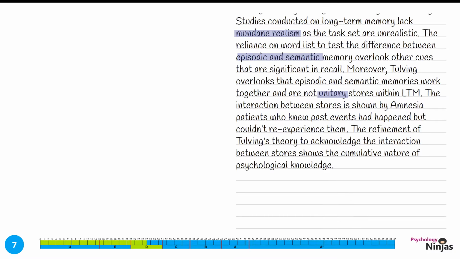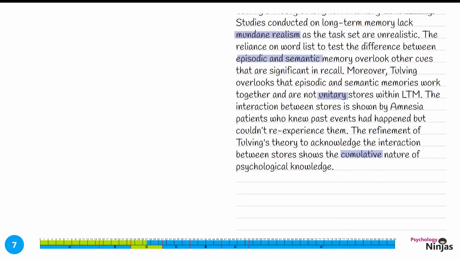The refinement of Tulving's theory to acknowledge the interaction between stores shows the cumulative nature of psychological knowledge. Here we're using a term within psychology as a science, that knowledge is cumulative, that it builds on past experiences and is refined in order to reflect new research and findings. We're going to go back to explanation once again in order to show developed and thorough knowledge.